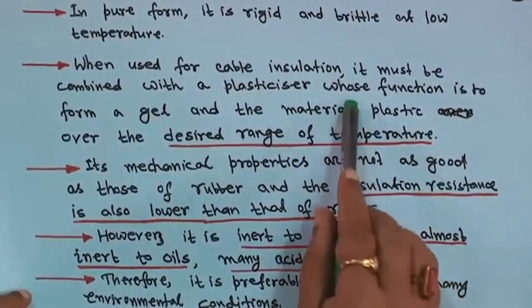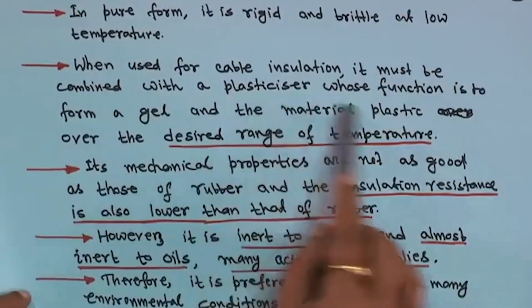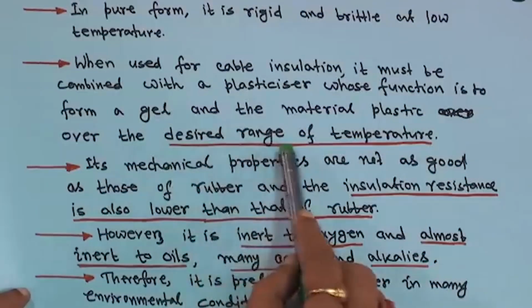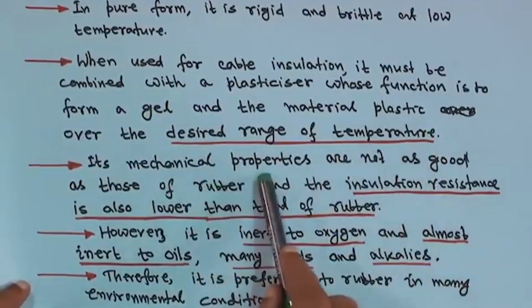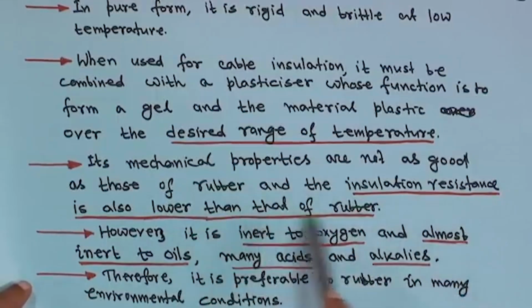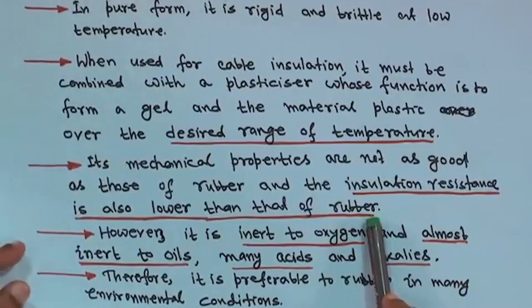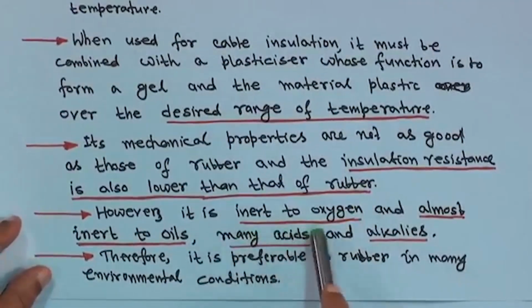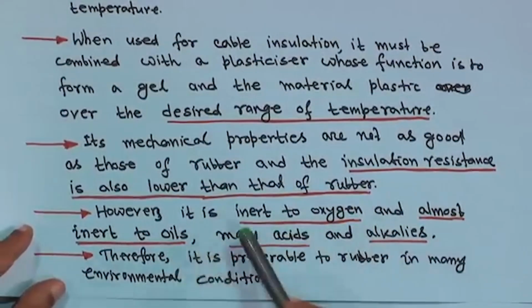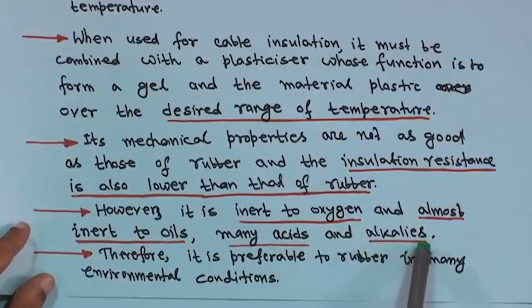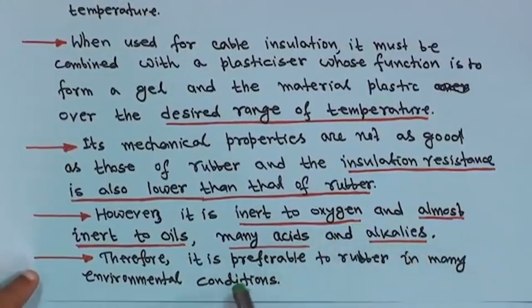So, when used for cable insulation, it must be combined with a plasticizer whose function is to form a gel and keep the material plastic over the desired range of temperature. Its mechanical properties are not as good as those of rubber, and the insulation resistance is also lower than that of rubber. Insulation resistance is a great matter for cables. However, it is inert to oxygen and almost inert to oils, that means there will be no reaction, and to many acids and alkalis also. This is the advantage; therefore, it is preferable to rubber in many environmental conditions.